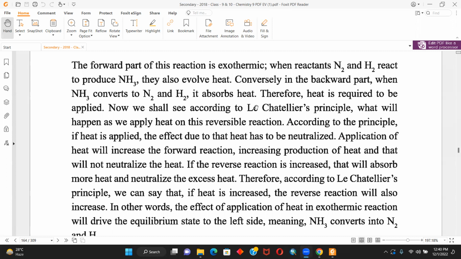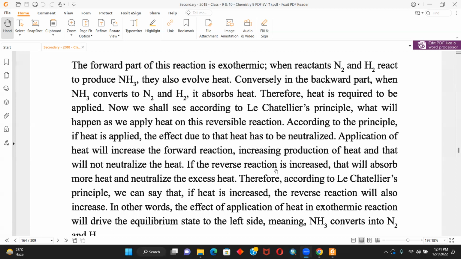Application of heat: I am adding heat. That means if we go in the direction where heat is being absorbed, both of the effects will be neutralized. Application of heat will increase the forward reaction, increasing production of heat, and will not neutralize it. If the reverse reaction is increased, that will absorb more heat and neutralize the excess.